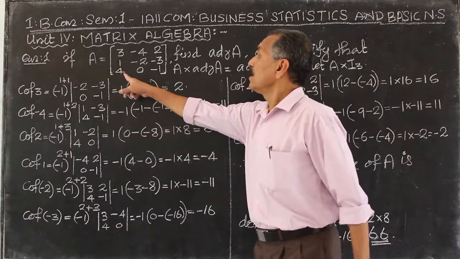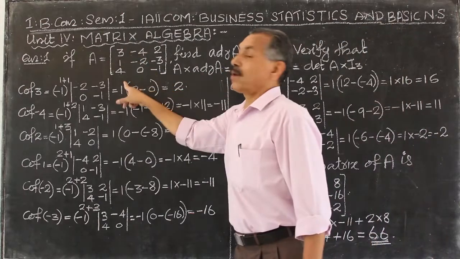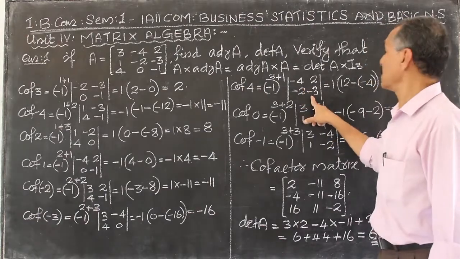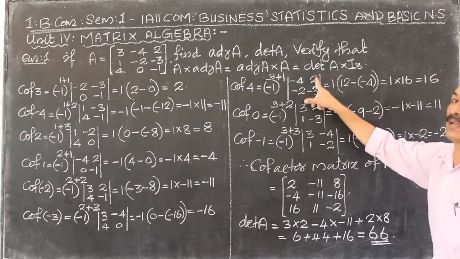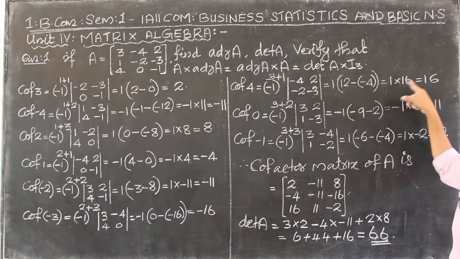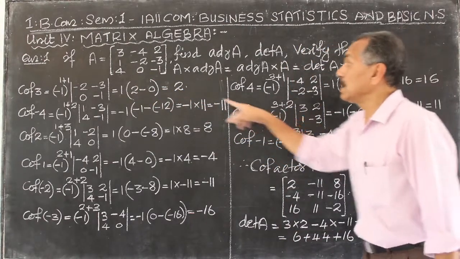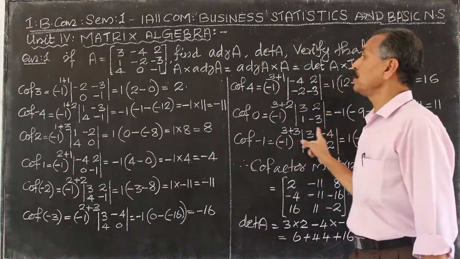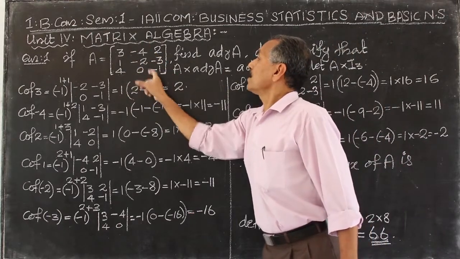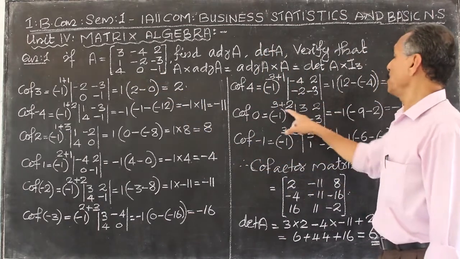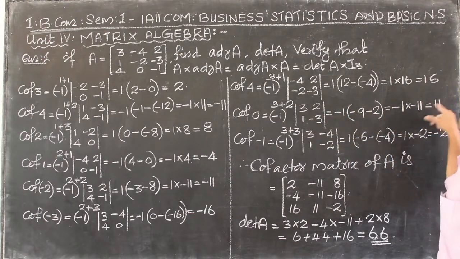Then similarly the cofactor of 4 is minus 1 raised to third row, first column, with the minor minus 4, 2, minus 2, minus 3. Minus 1 raised to 4 is 1. The determinant is 12 plus 4, so 1 into 16 is equal to 16. Then the cofactor of 0 is minus 1 raised to third row, second column. Eliminate the third row and second column, leaving 3, 2, 1, minus 3. Minus 1 raised to 5 is minus 1. The determinant is minus 9 minus 2, which is minus 11, so it's minus 1 into minus 11, which is 11.